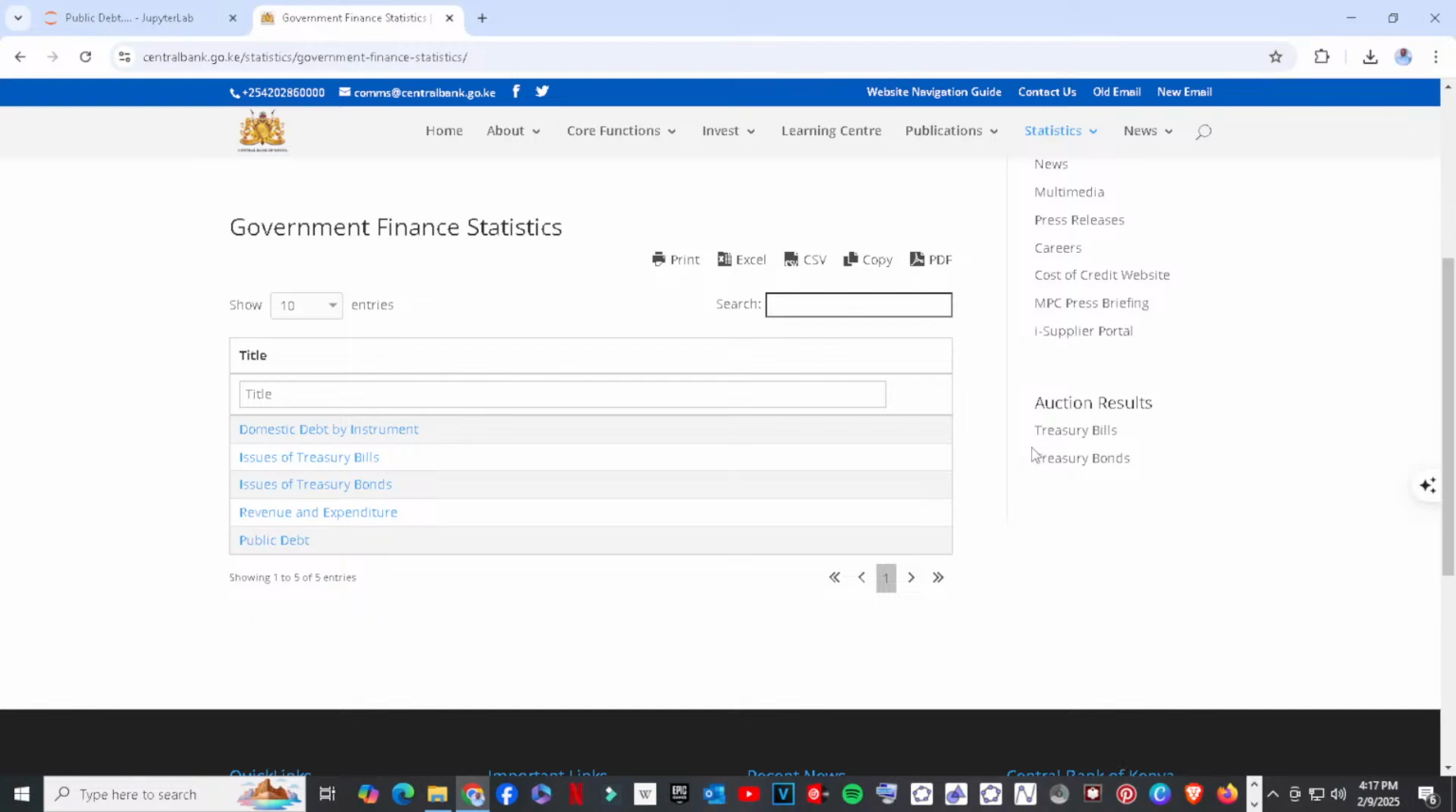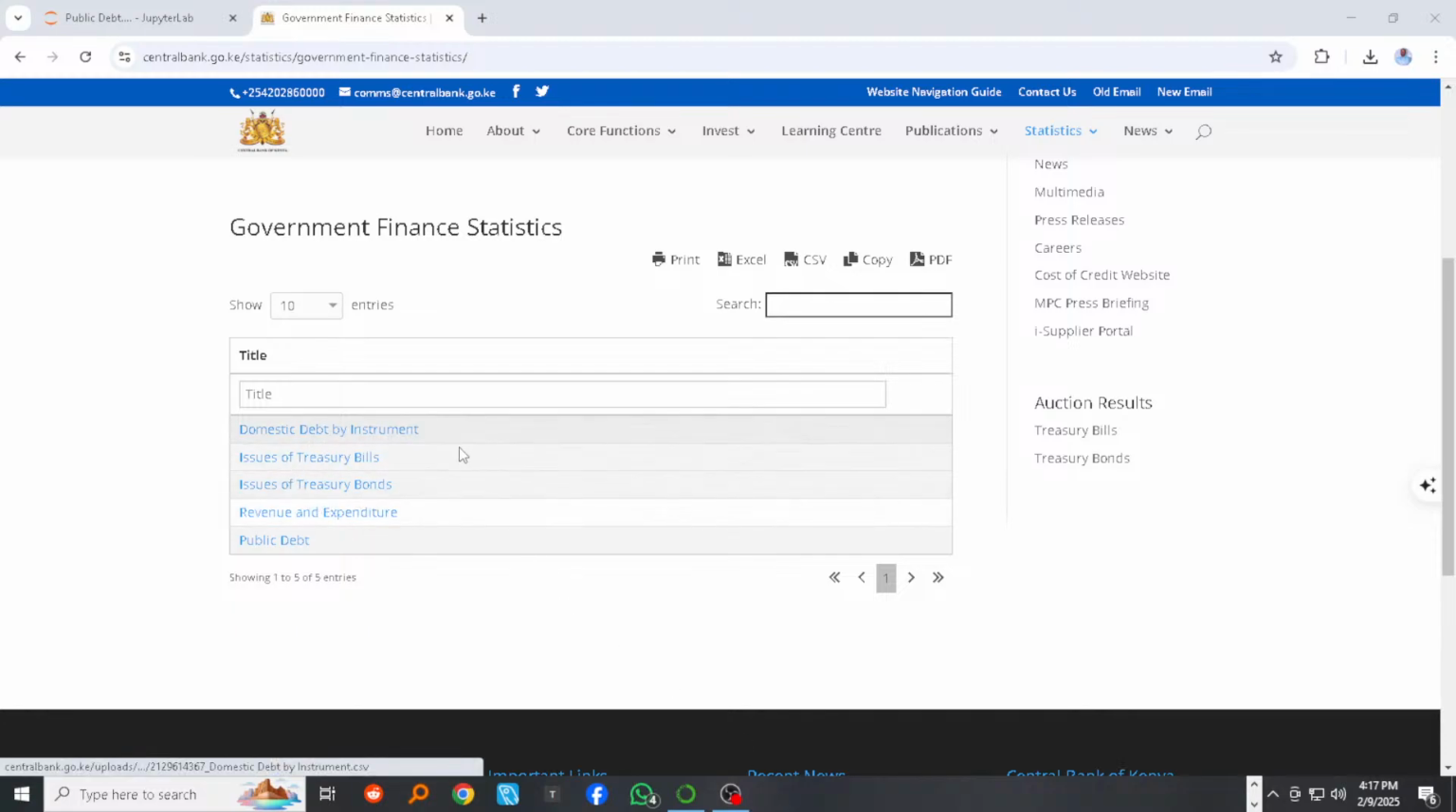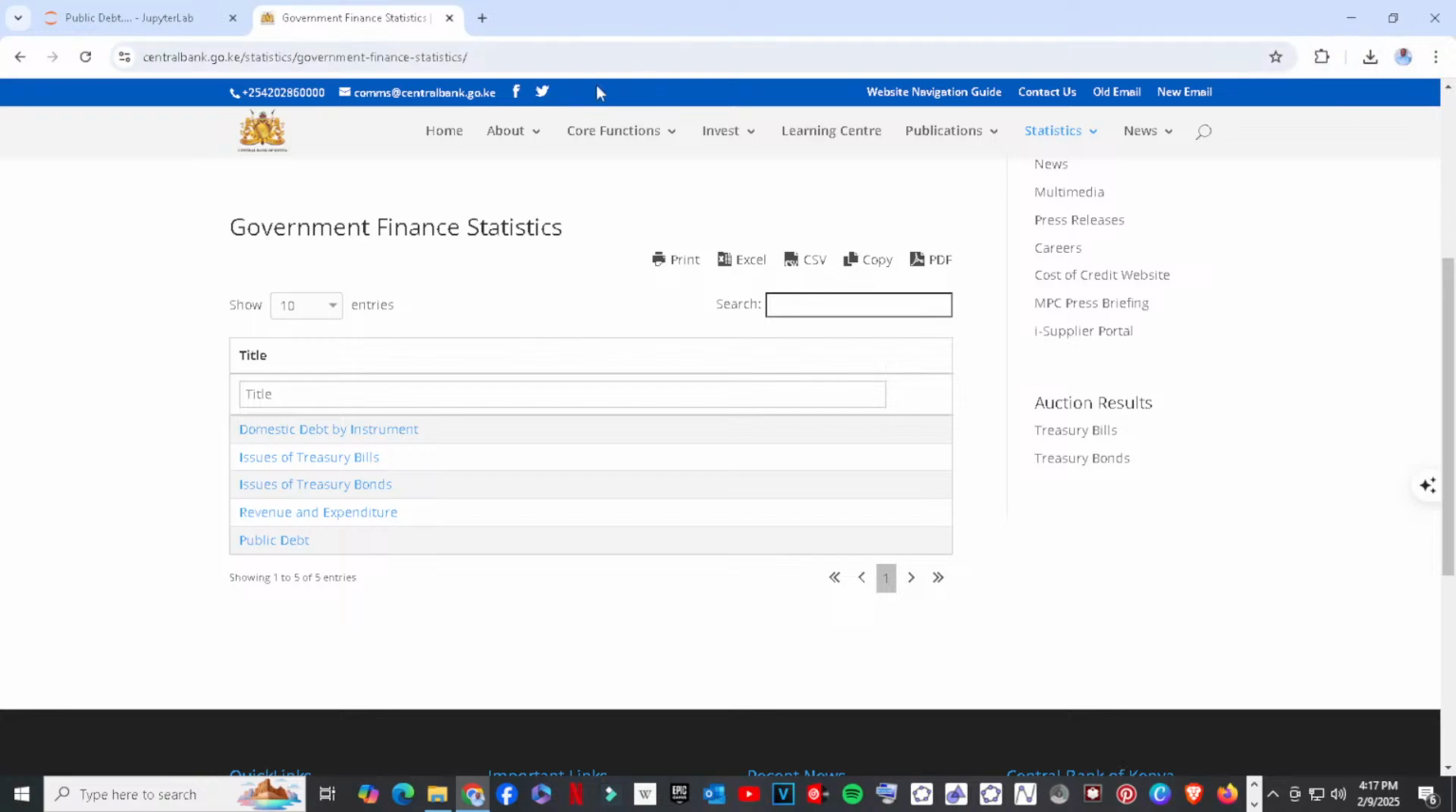So under government finance statistics, we can already see that we have domestic debt by instrument, issues of treasury bills, issues of treasury bonds, and then revenue and expenditure. We have public debt down here. So that's public debt. That is what we are downloading.